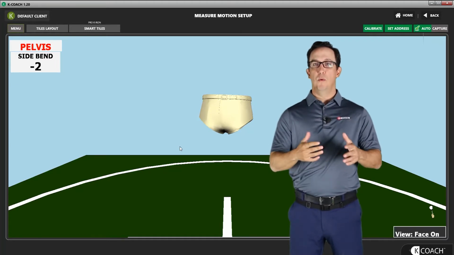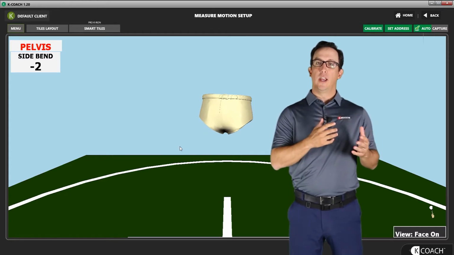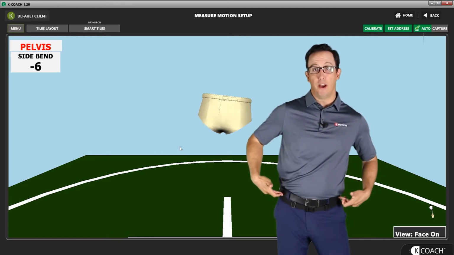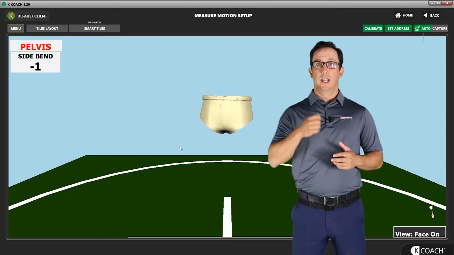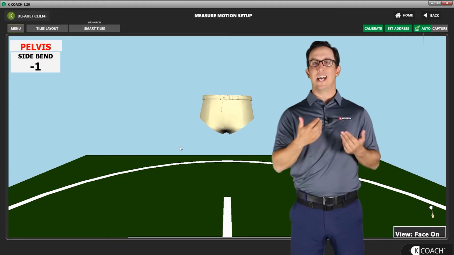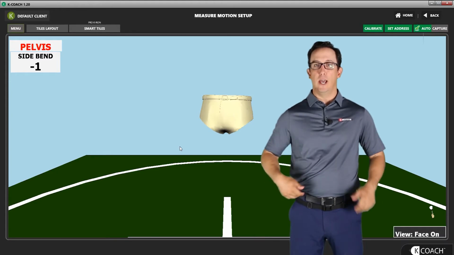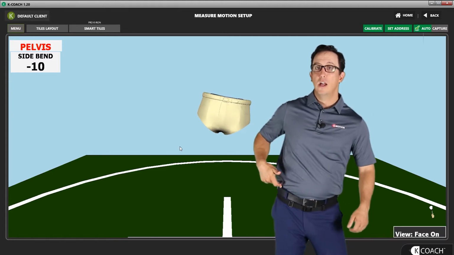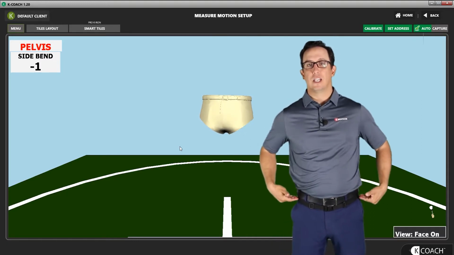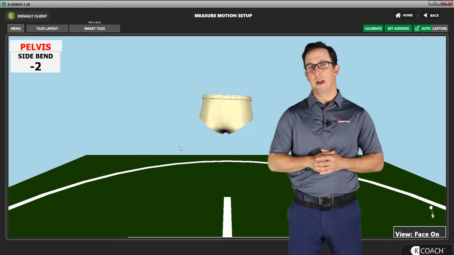Hey everyone, today we will be talking about pelvis side bend in the golf swing and what it means to the golfer when looking at their overall performance. Pelvis side bend is the amount of lateral tilt that a player has throughout their golf swing. In simple terms, it refers to the orientation of each side of the pelvis and which one is higher than the other. From a measurement perspective, when the golfer's trail hip is higher than the golfer's lead hip, then the player has negative side bend. When the golfer's lead hip is higher than the trail hip, then the golfer has positive side bend.